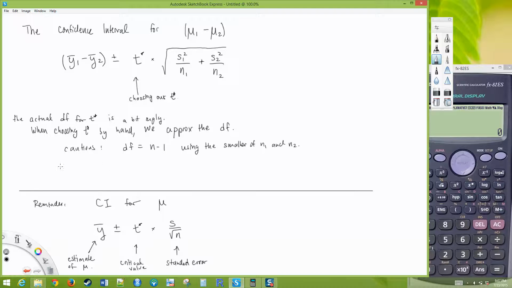Okay, and then the other approach, which is the one I like to use in this class, the liberal approach, would be n1 plus n2 minus 2. So you're basically just adding the degrees of freedom of sample 1 and sample 2. And the true degrees of freedom is going to be somewhere in between here.